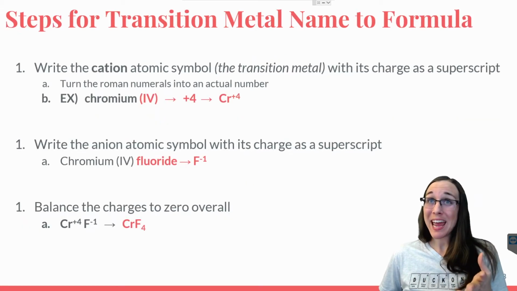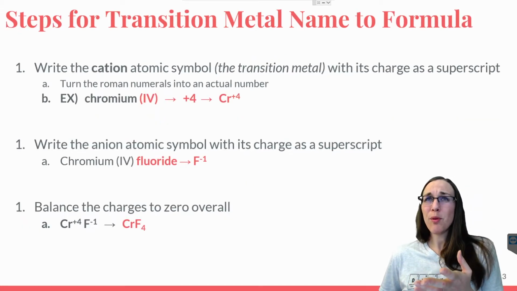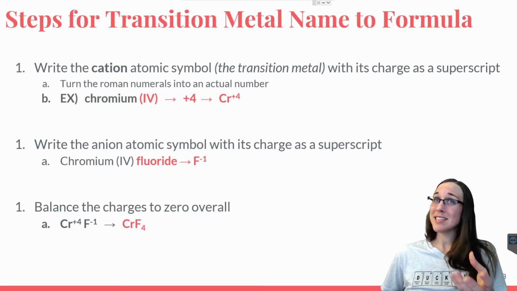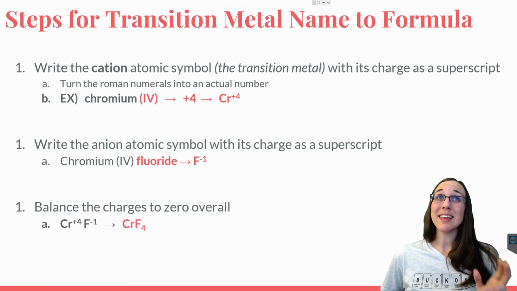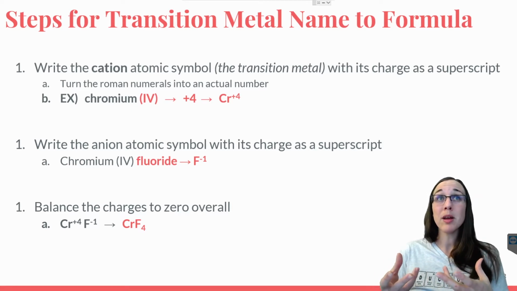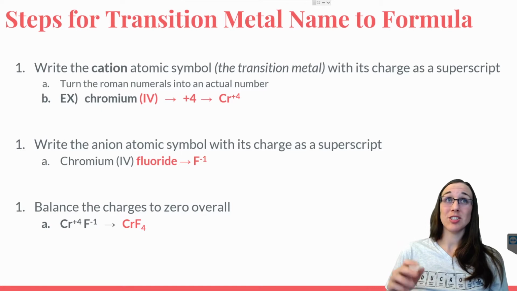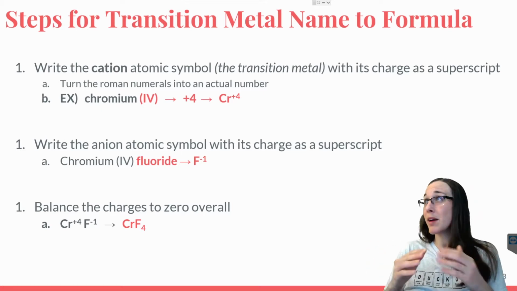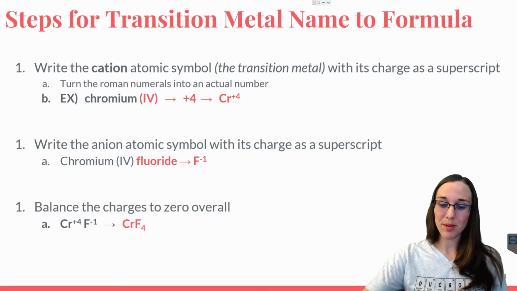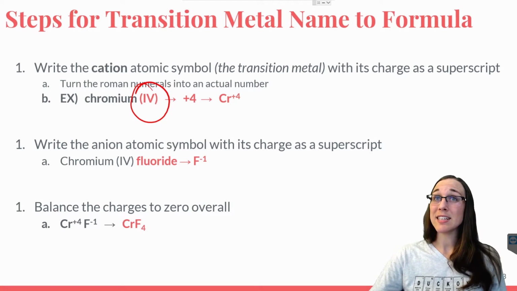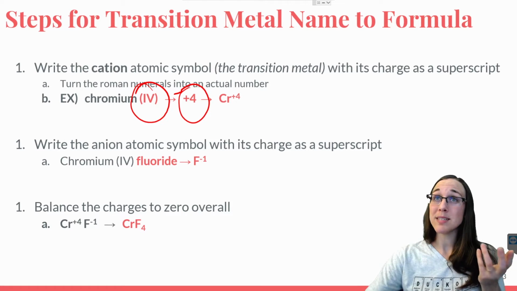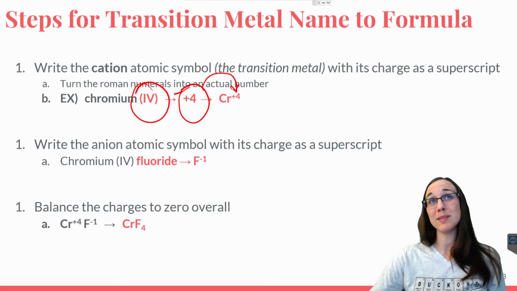So now if you were given a name like chromium(III) chloride from before, what would that look like as the formula if we tried to make the molecular formula for it? Here are the steps in order to do so. The first step is to write the cation atomic symbol. So the transition metal, you want to write the atomic symbol. So for chromium, you would write Cr with its charge as a superscript. So you're just going to take the Roman numeral, whatever the Roman numeral happens to be, and put it as a plus whatever that number is. So in the example I've given here, the IV is 4 for a Roman numeral. So that would literally be +4. And I just wrote chromium, Cr, with the +4 as a superscript to indicate the charge.